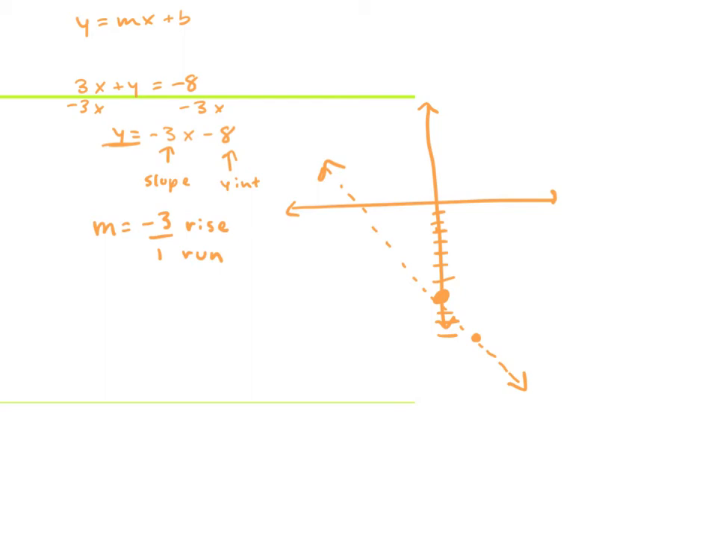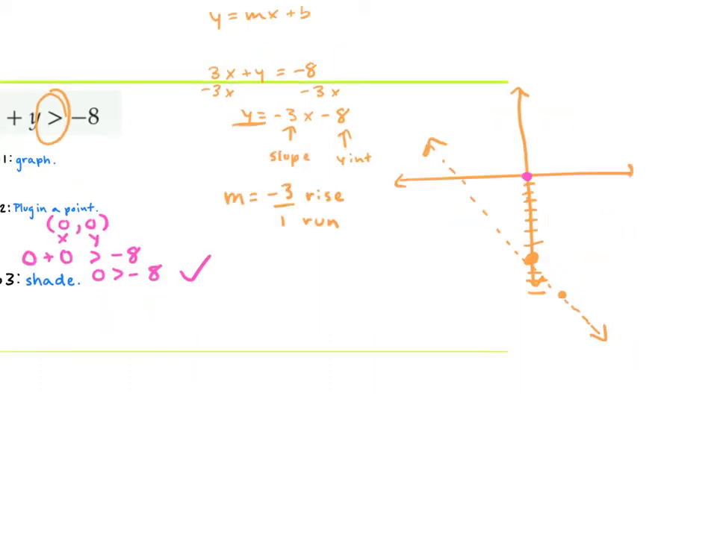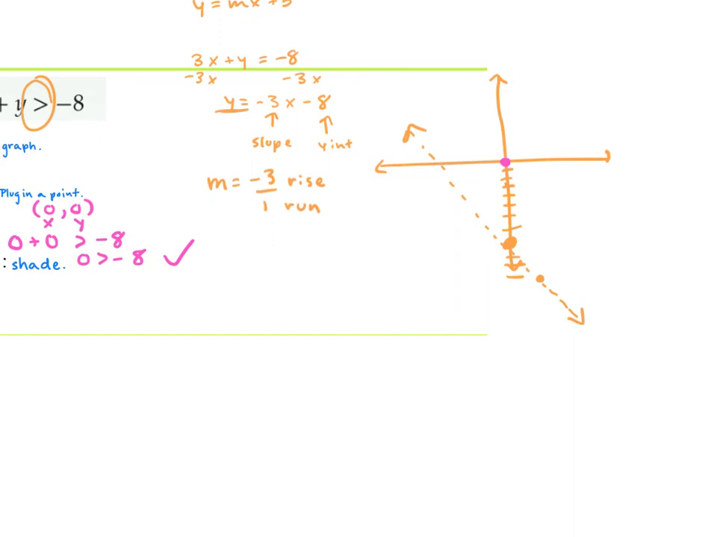What do we do next? We're going to plug in 0, 0. So we plug in 0 for x and 0 for y. So we have 0 plus 0 is greater than negative 8. Is 0 greater than negative 8? Yes. So since this works, we're going to shade the side that the 0, 0 is on. Are we going to shade the right of this line or the left of the line? The right, above, over here, where that 0, 0 is. So if it works, we shade the side that the 0, 0 is on.